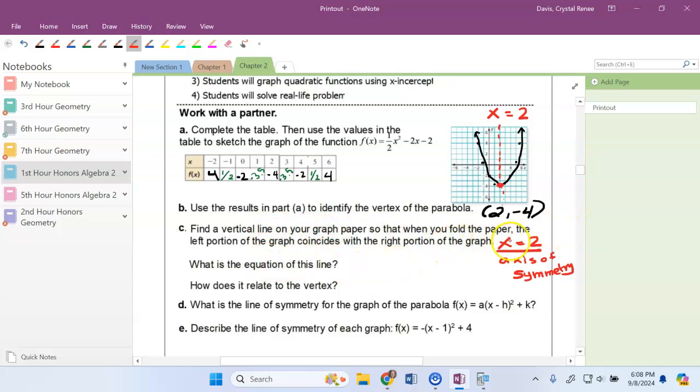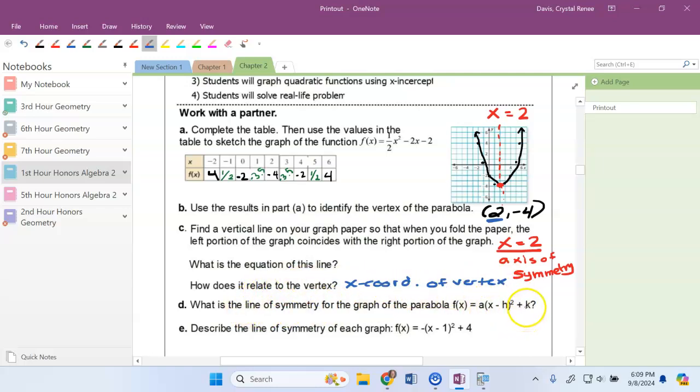What is the equation of that line? x equals 2. How does it relate to the vertex? Notice it's the x value of the vertex, so the x coordinate of the vertex. Okay, what is the line of symmetry for the graph with a parabola of this?